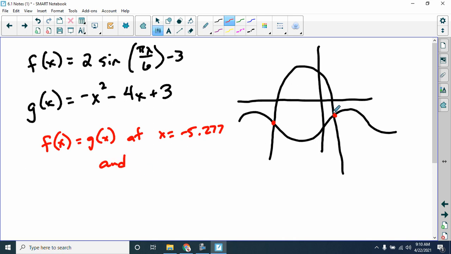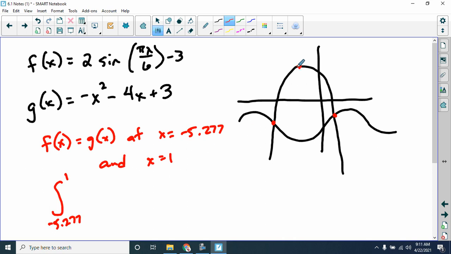So we do it the same way, second trace, number 5, intersection, first curve, second curve should be the same ones. When it asks you to guess, this time make sure you're closer to the one on the right there, and I get exactly x equals 1. And now we're going to set up our integral. We need to integrate from negative 5.277 to 1 of the top function minus the bottom function.